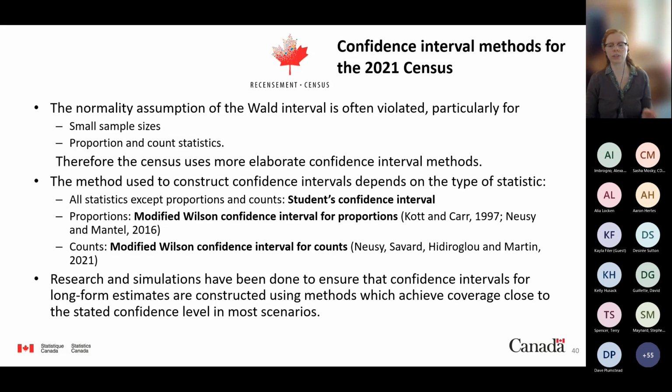So, in other words, if we were to repeat the sampling and estimation procedures a very large number of times, the actual percentage of those intervals that contain the true population value is close to the confidence level.